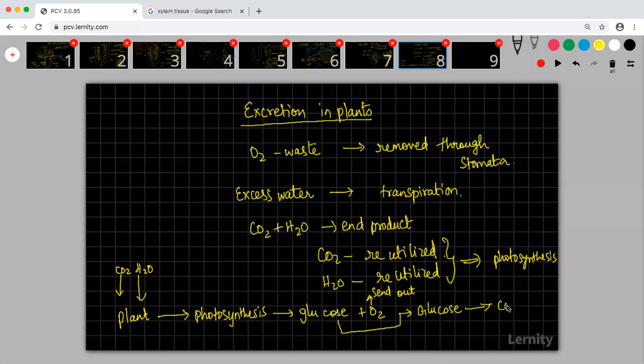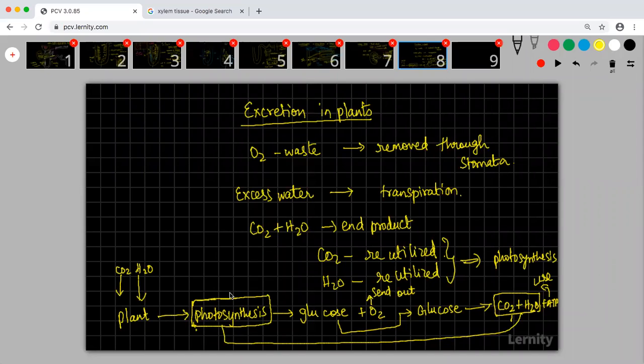If glucose is broken down, it is broken down into carbon dioxide, water, and ATP. This ATP they will use, and they will take this again to the photosynthesis. So this is how they will try to do it. It is more of a recycling thing that plants do, which means they do not have much waste. If at all there is excess water, or oxygen as waste, it is removed through stomata. This is the waste which is sent out through stomata.